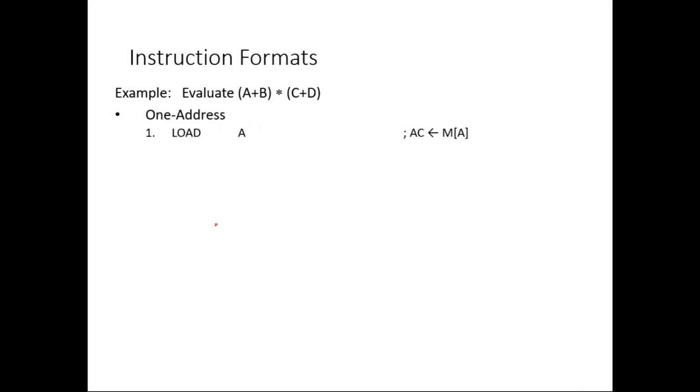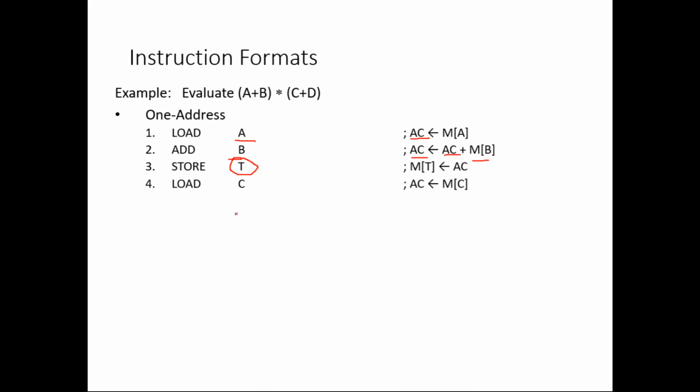The same instruction can be executed using one address format, something like this. Load A. This will load the content of the memory location A to the accumulator. Add B. This will add the content of the memory location B with the current content of the accumulator, and the result will be stored in the accumulator. Now the result of A plus B is available in the accumulator. Store T. This will store the content of the accumulator to the memory location T, which means A plus B is now stored in the memory location T.